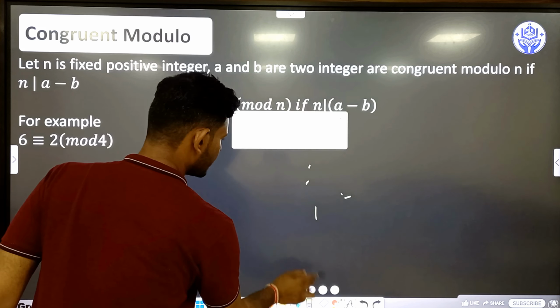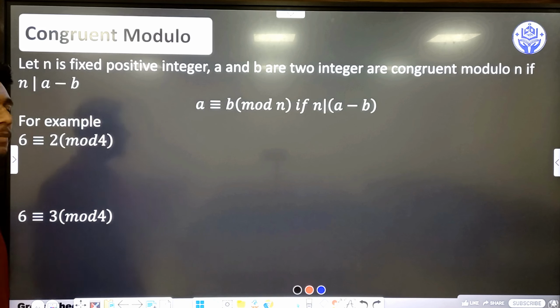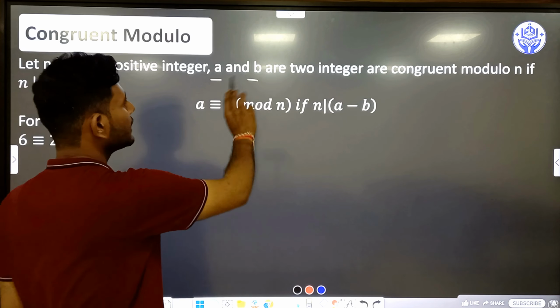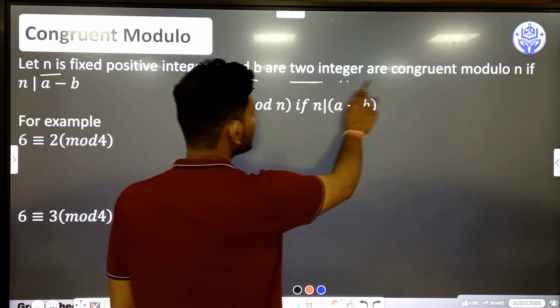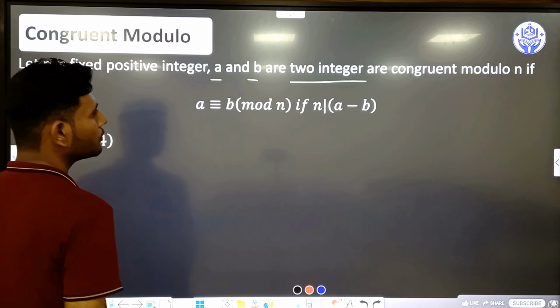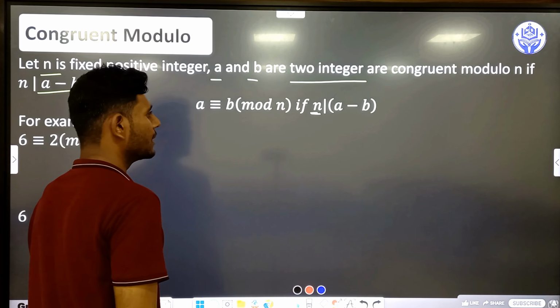So here we will discuss congruent modulo first, and then we'll go for the Chinese remainder theorem and the linear congruence theorem also. Let n be a fixed positive integer. A and B are two integers, congruent modulo n if n divides B minus A. A is equivalent to B mod n, a congruent modulo, if and only if n divides A minus B.